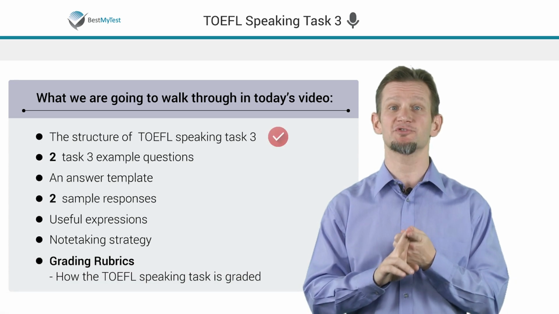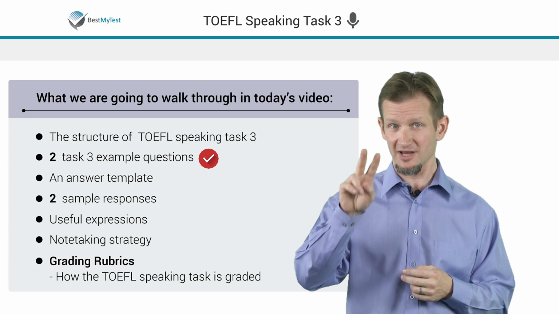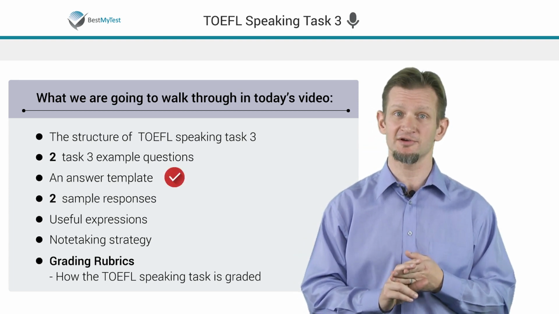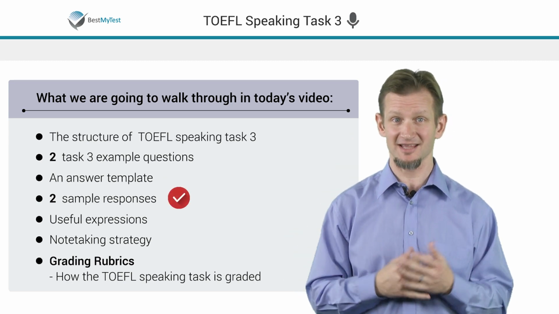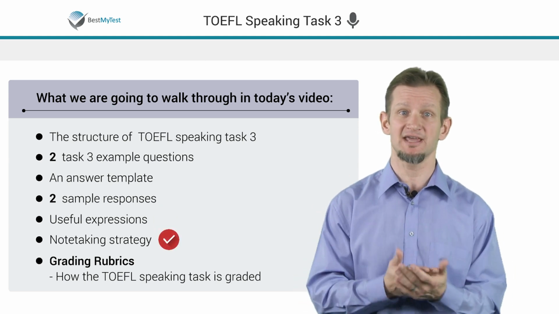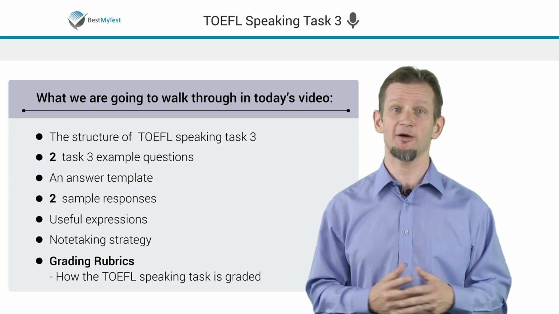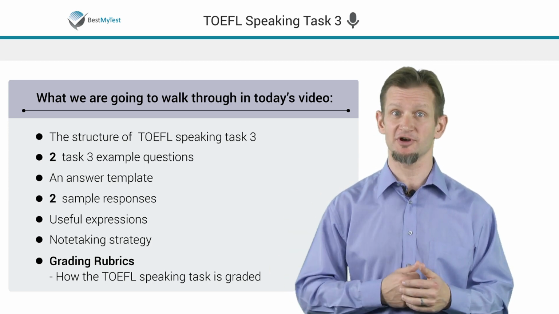First, we're going to talk about the structure of Task 3, and then we're going to go through 2 example questions and answers together. And then I'm going to give you an answer template, followed by 2 high-quality sample answers, and also some useful expressions and how to take notes. That's really critical for this one. And then we'll finish up by going over the grading criteria. All right, so let's start with the structure.